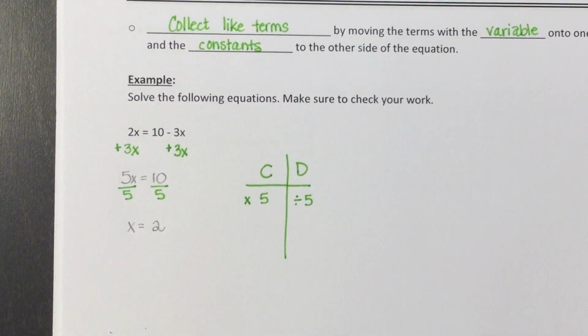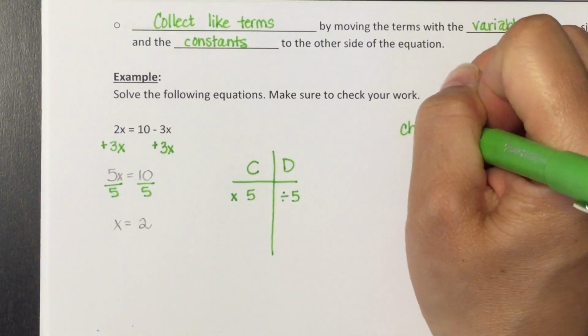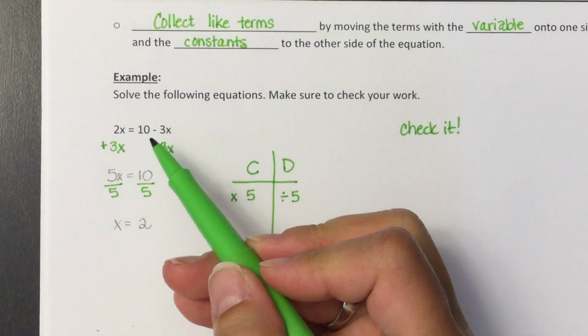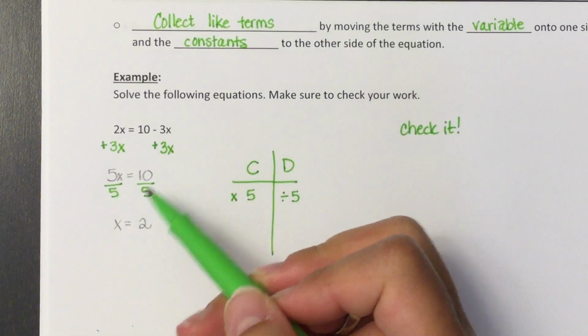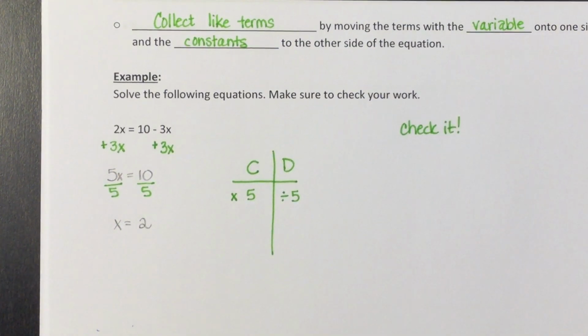Let's check it at the same time. When you check it, remember you always want to use the original equation. Don't use the one that you rearranged, just in case you made a mistake when you rearranged it.